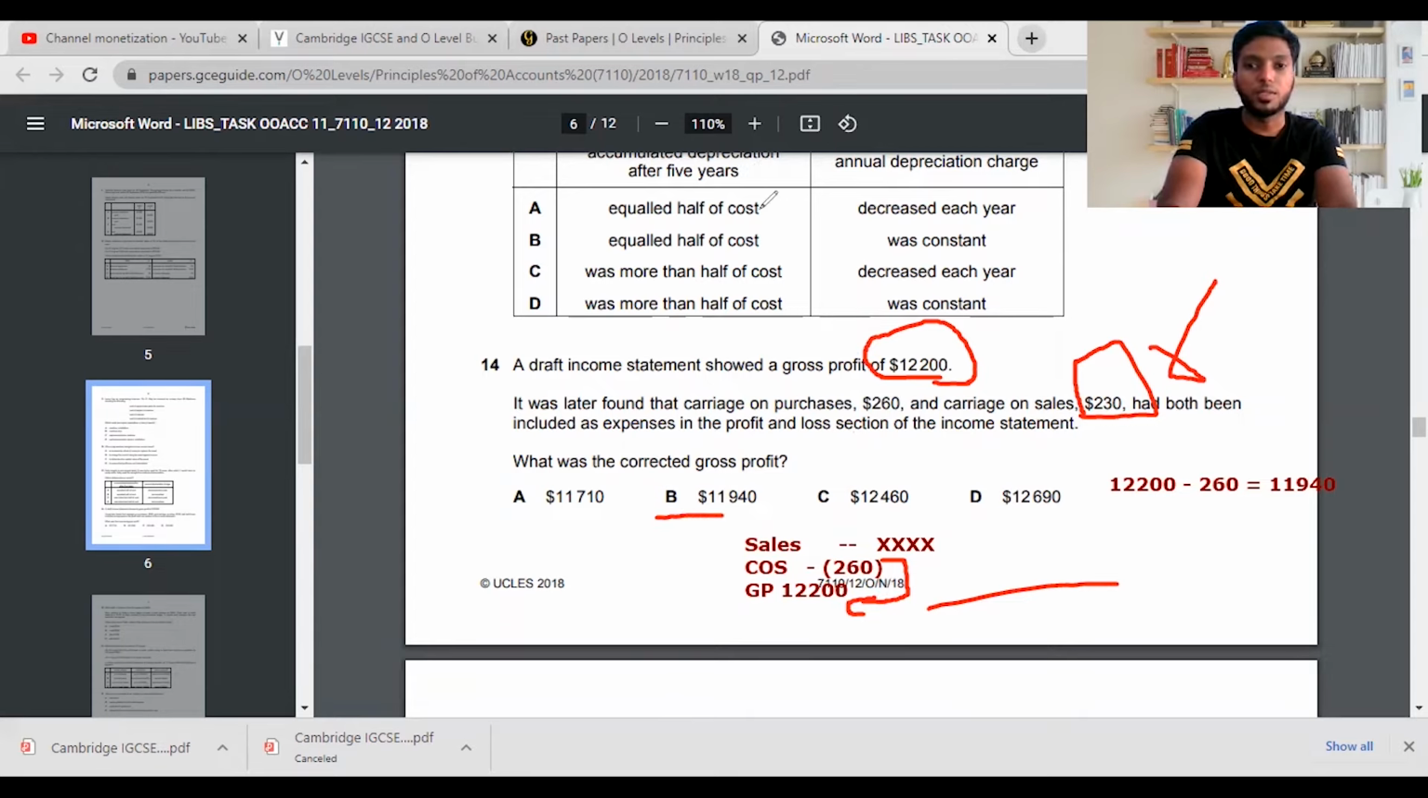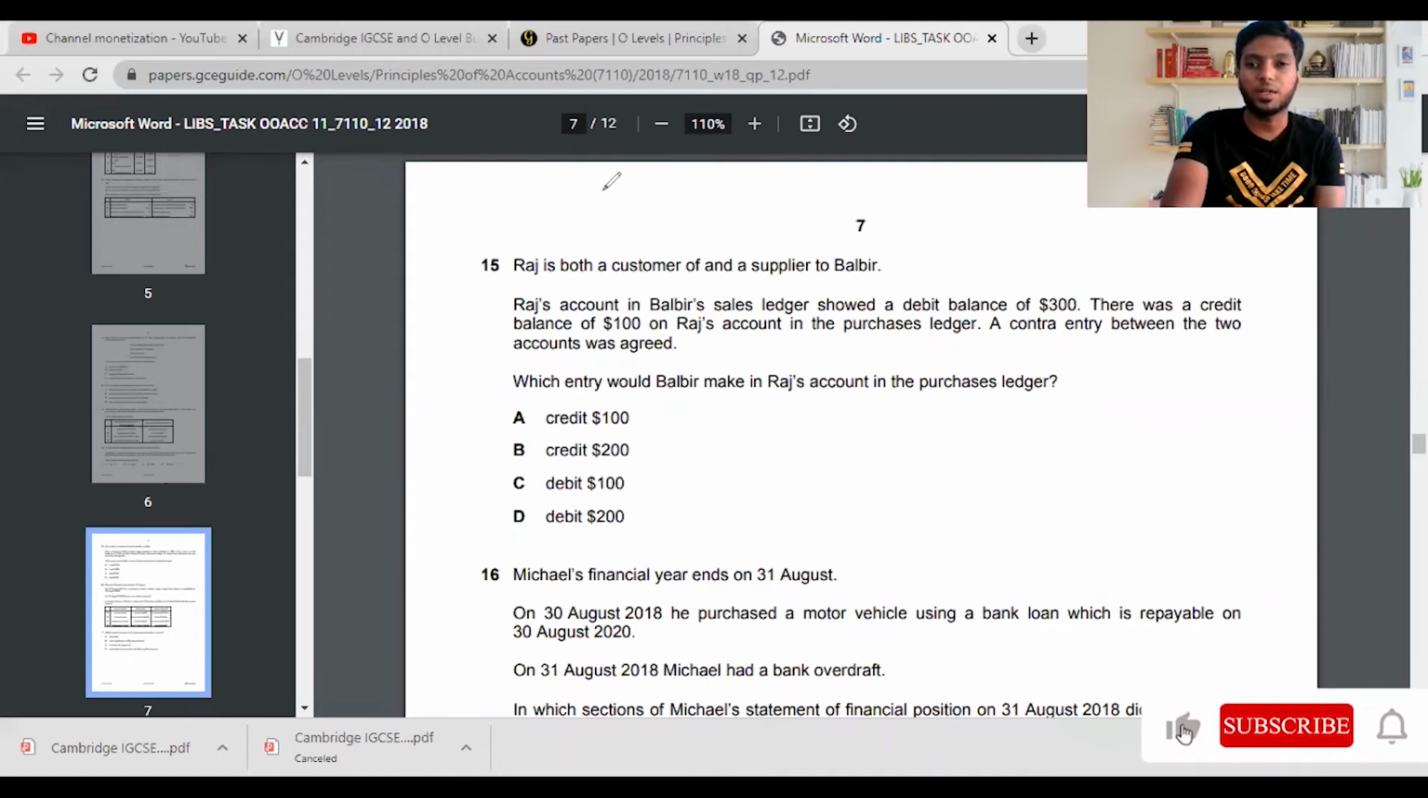So the 15th MCQ, a very straightforward one, but a bit confusing one. Raj is both a customer and a supplier to Balbir. Raj's account in Balbir's ledger showed a debit balance of $300. There was a credit balance of $100 on Raj's account in the purchase ledger. A contra entry between the two accounts was agreed. Which entry would Balbir make in Raj's account in the purchase ledger?